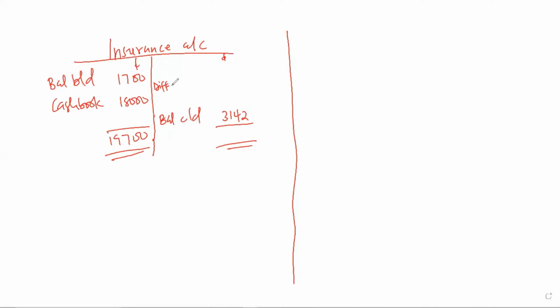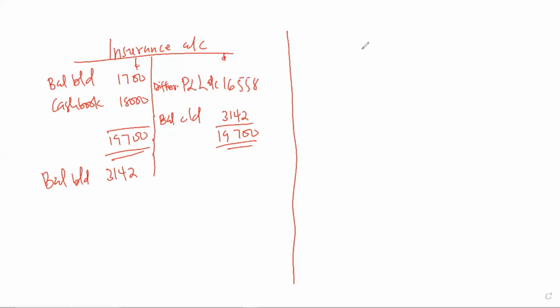The difference, we don't say balance carried down because we already have balance carried down here. So that difference is what will go to the P and L account. When we find the difference, it will give us 16,558. So we sum it up to get 19,700. So that is it. Balance brought down here is 3,142. This amount is what will go to the P and L account.